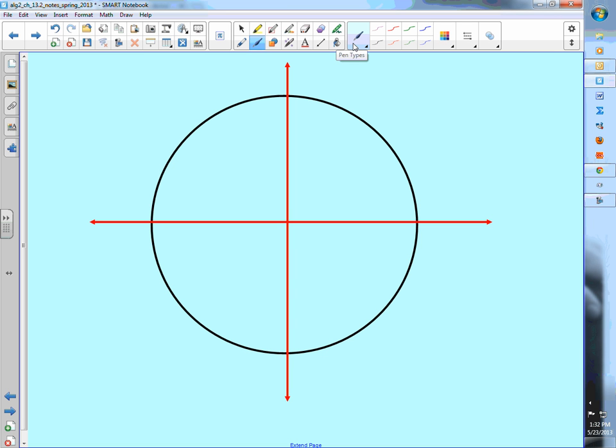The origin is the intersection of those two red lines. It's meant to be the center of the circle. I know that it doesn't quite look like it is, but let's not get overly touchy on that. The distance from the origin to a point on the circle is called what? Radius. If you draw a segment from the origin or the center of the circle to any point on the circle, you have a radius.